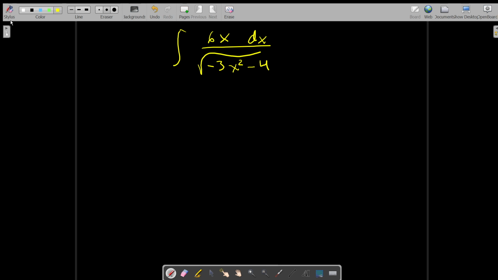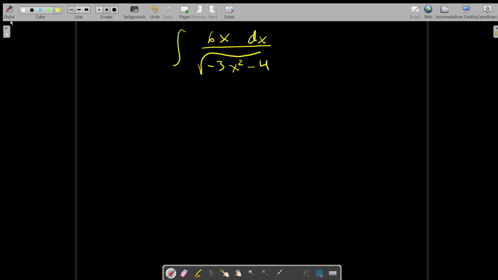Hey, so today I have an integral on the board, 6x dx over the square root of minus 3x squared minus 4. And what I'm going to do is solve this two different ways. Both are going to be u substitutions. You may be able to guess what those are, but we're going to go through it.